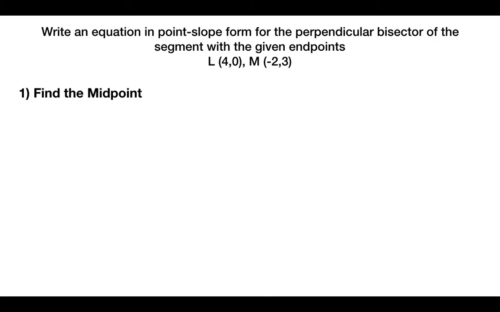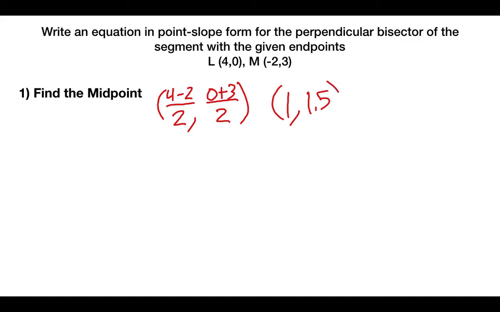What that is, we add our two x values together, so 4 plus negative 2, or 4 minus 2. And then we add our two y values together, 0 plus 3. So at that point, 4 minus 2 is 2, divided by 2 is 1. And 0 plus 3 divided by 2 is 1.5. So that's our midpoint. Our second step is to find the perpendicular slope.